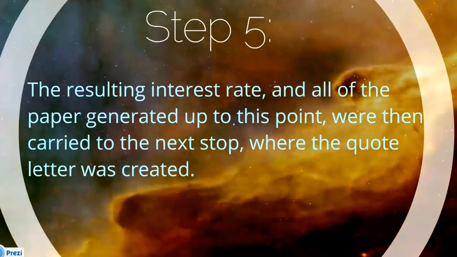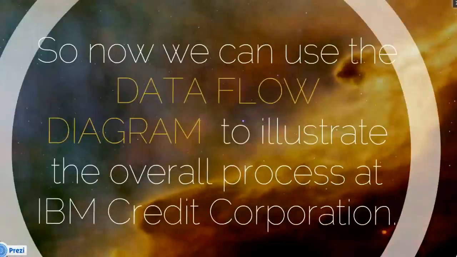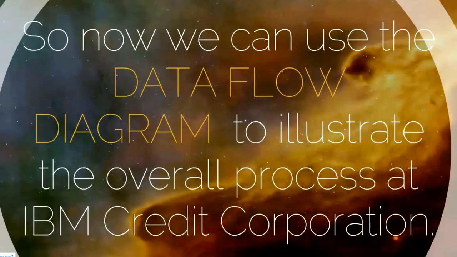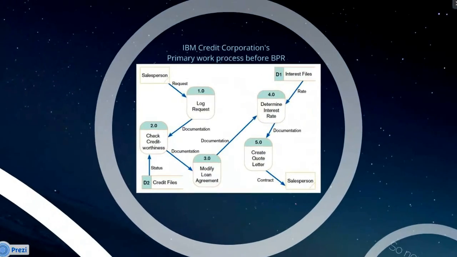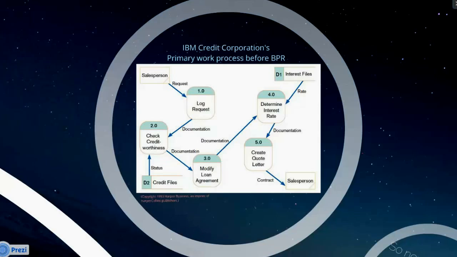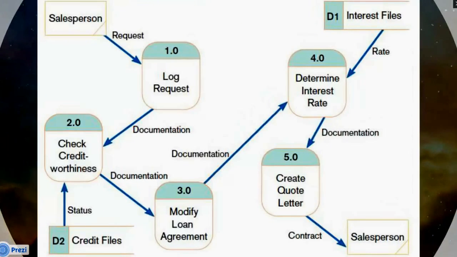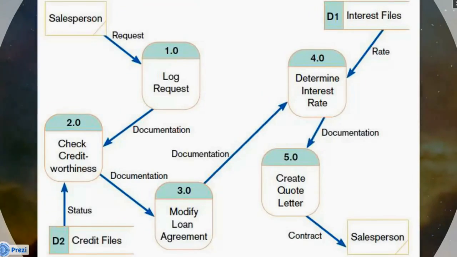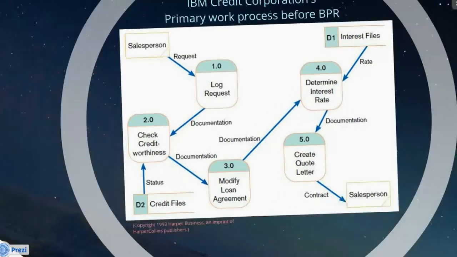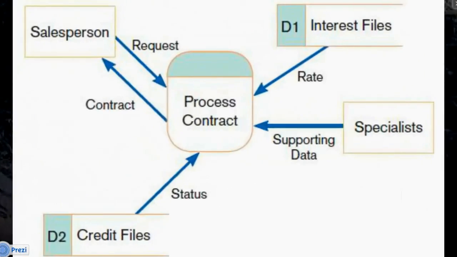Only reading about this process makes it seem complicated, so we can use the data flow diagram to illustrate the overall process at IBM Credit Corporation. Here's the data flow diagram of IBM Credit Corporation's primary work process before BPR. And now let's apply business process reengineering to IBM Credit Corporation. Here's how it looks now.